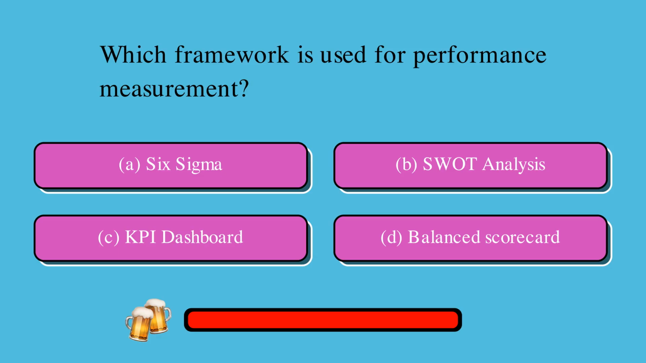Which framework is used for performance measurement? Is it A, Six Sigma, B, SWOT analysis, C, KPI dashboard, or D, balanced scorecard? The correct answer is D, balanced scorecard.